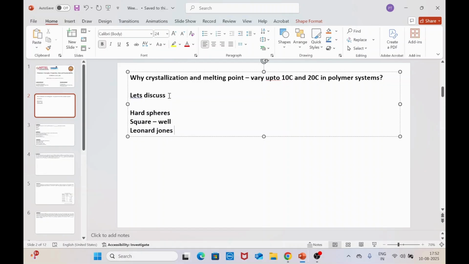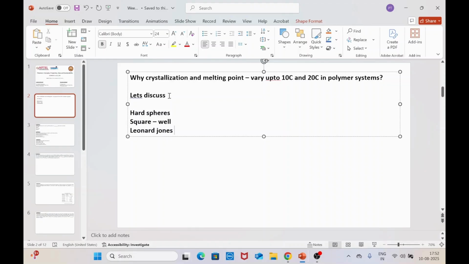So if you see in case of hard spheres, initially when they are far apart, there are no interactions as such between them, and when they touch each other, there are some interactions, and those interactions are typically repulsive. Whereas in case of square well, there are some attractive forces present in them.